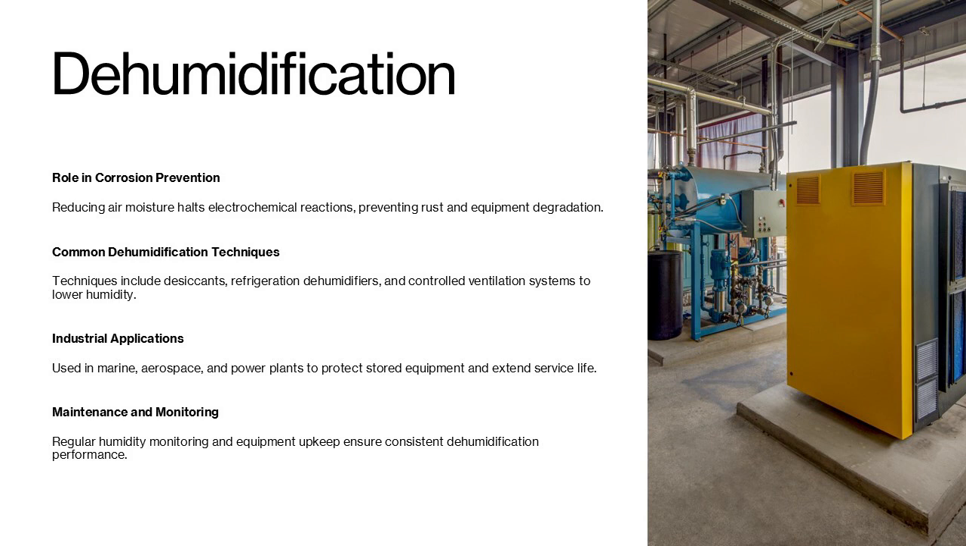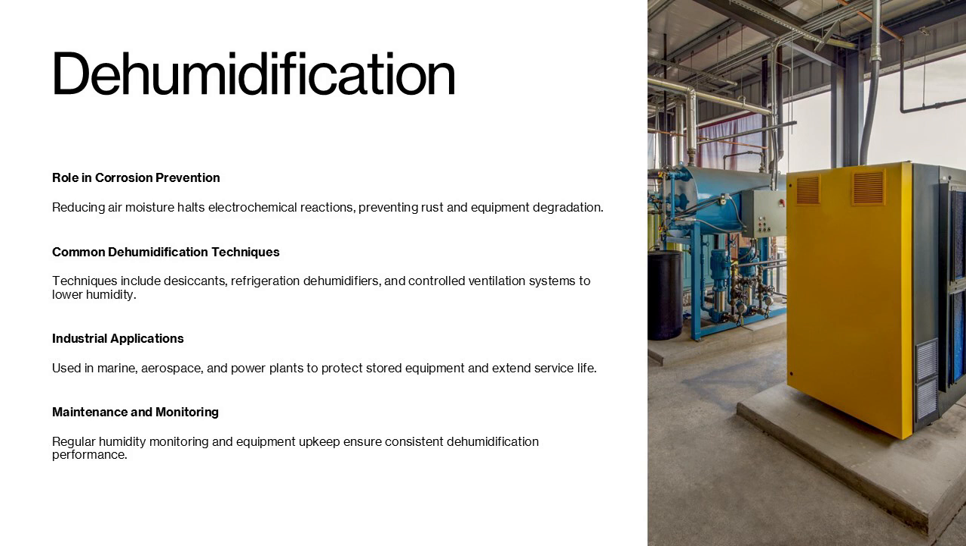Dehumidification involves reducing the moisture content in the air surrounding equipment, particularly vessels in storage or standby. Moisture is a key contributor to corrosion because it facilitates electrochemical reactions between metal surfaces and oxygen. By lowering humidity levels, dehumidification interrupts this process, thereby preventing rust formation and material degradation. Common techniques include using desiccants, refrigeration-based dehumidifiers, and controlled ventilation systems. These systems maintain relative humidity below critical thresholds, often around 40%, to inhibit corrosion.